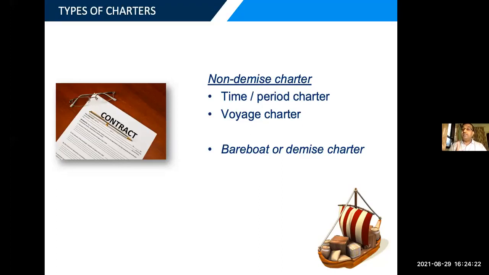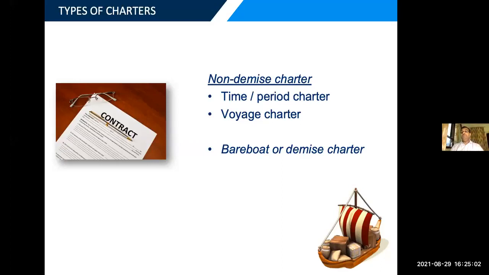Why? Because under a voyage charter, the commercial management is with the ship owner. He decides what navigational route the ship has to take. And that is the reason all direct operating expenses are borne by the ship owner. Under voyage charter, all indirect operating expenses, meaning cost towards manning and maintenance, are also borne by the ship owner. Very clear? Now let's look at time charter.